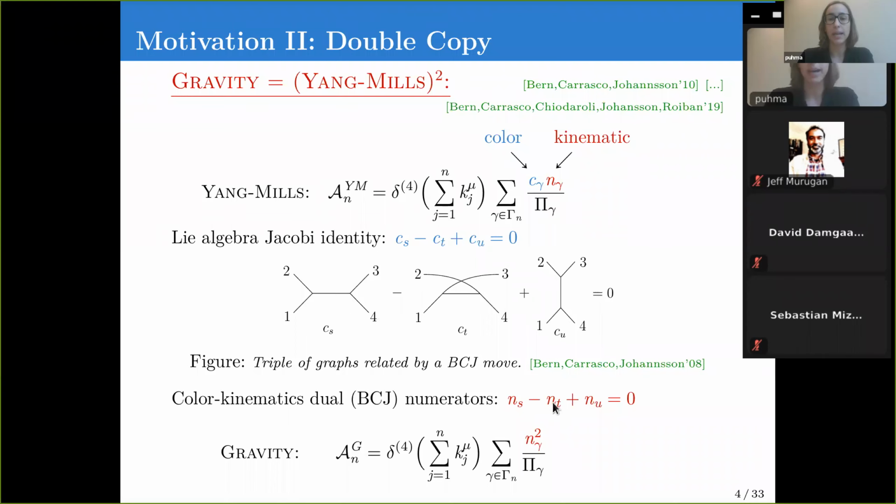And upon replacing in the Yang-Mills amplitude these color factors C by another set of kinematic numerators, one finds an amplitude which turns out to be nothing but the scattering amplitude for n gravitons. And so the slogan that gravity is Yang-Mills theory squared is encapsulated in the squaring of these numerators.